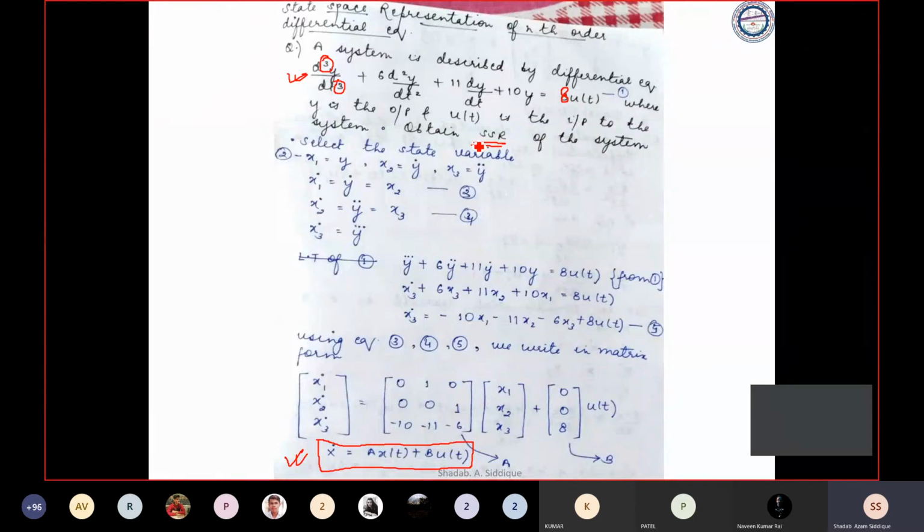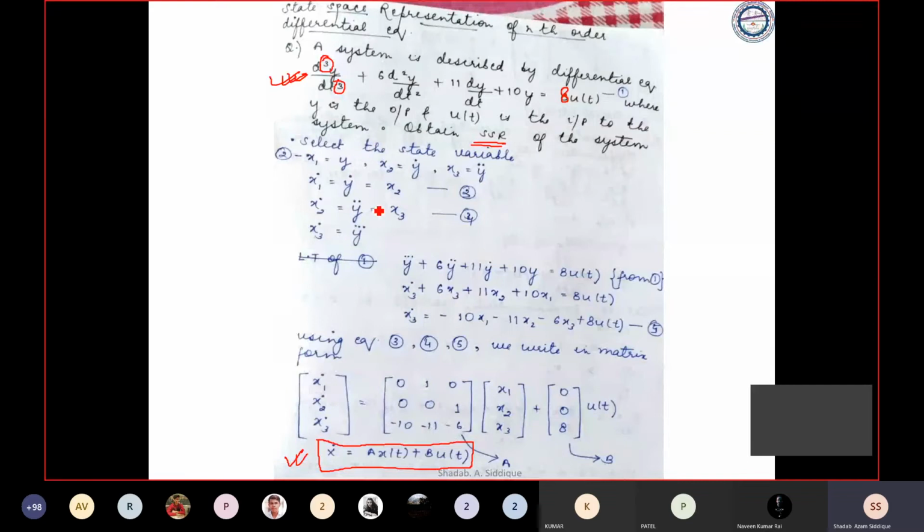What is meant by state space representation? That means we need to find the state equation and the output equation. We are trying to find a state equation and output equation using this differential equation. So we have the differential equation, and we will write it in a simple dot notation. We will simply replace d by dt with a dot.